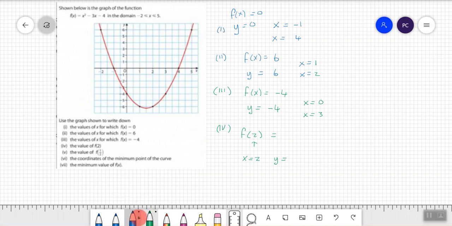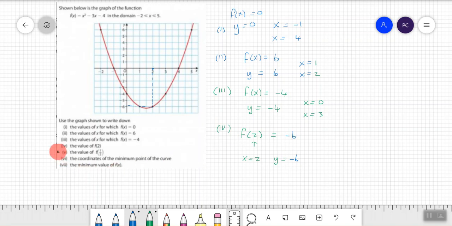I'll just change the color. So for example, when x is equal to 2, x is equal to 2 here at this point. So we want to draw our line down. Okay, it cuts the graph here, and then we want to draw our line across. So when x is equal to 2, y is equal to minus 6. Or we could say function 2 is equal to minus 6.